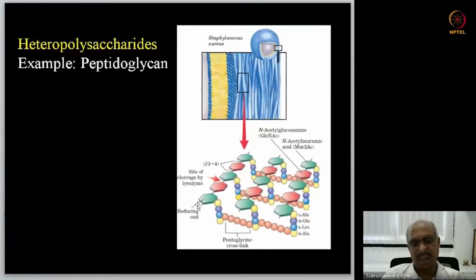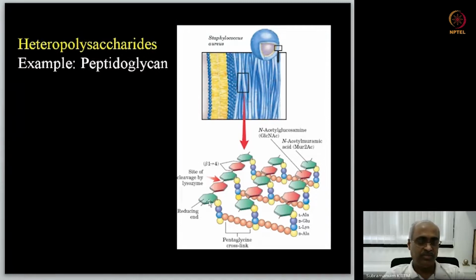And these 4 peptides are held together in gram-positive bacteria by this pentaglycine cross-link. This sort of a structure forms the cell wall of bacteria. Many bacteria, both gram-negative and gram-positive, have these structures called peptidoglycans.